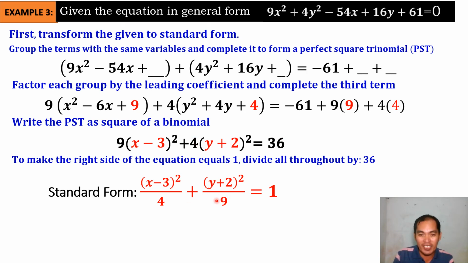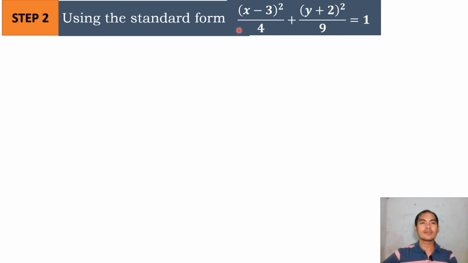36 divided by 4 is 9. That's the denominator. Okay. So, I'll repeat. 36 divided by 36 is 1. 36 divided by 4 is 9. 36 divided by 9 is 4. And you copy x minus 3 squared plus the square of y plus 2 squared. Step 2. Since we're done, we have already the standard form of the equation, which is the square of x minus 3 over 4 plus the square of y plus 2 over 9 equals 1.